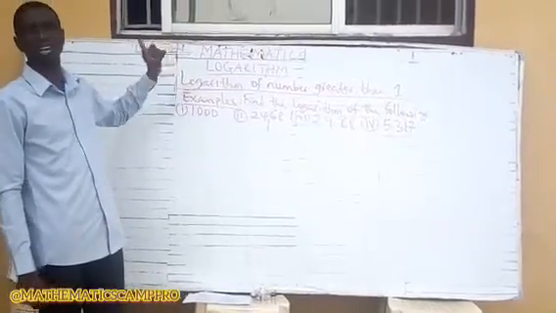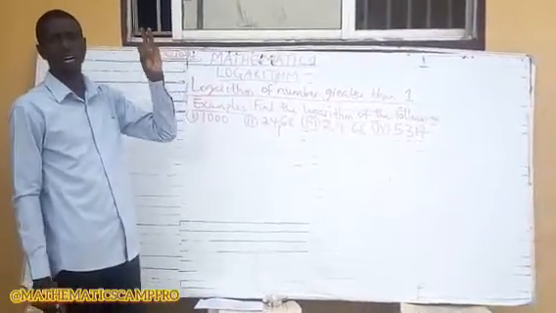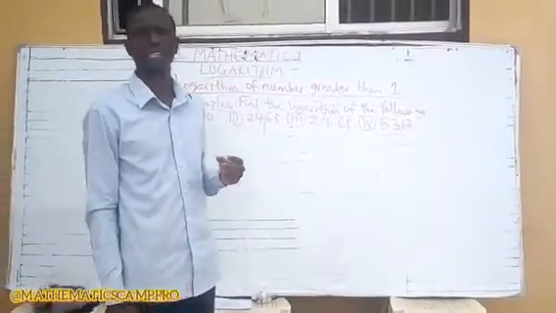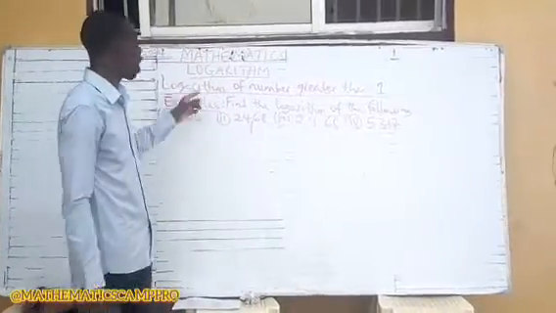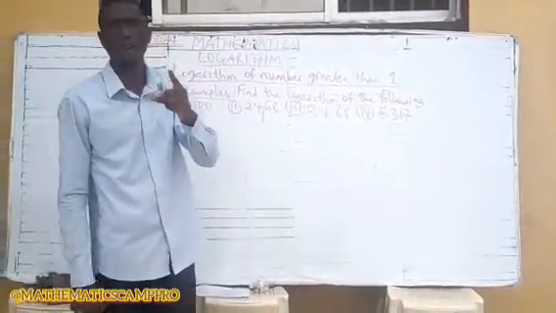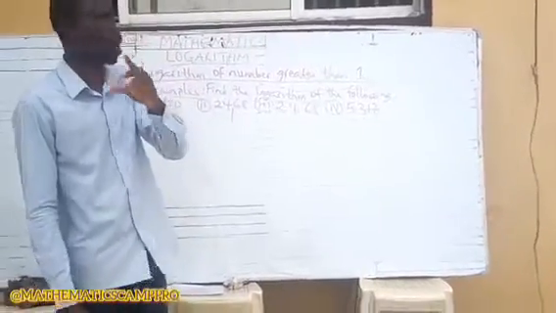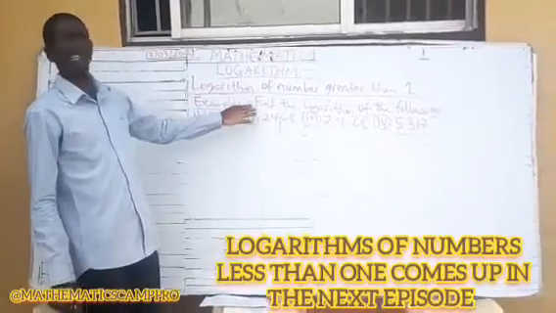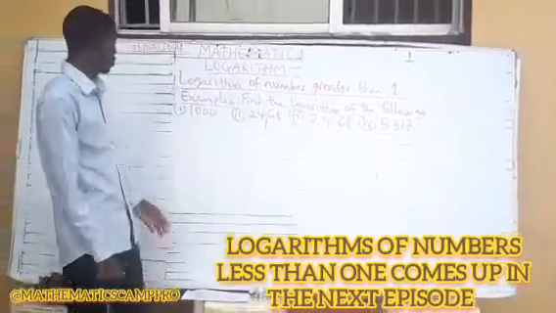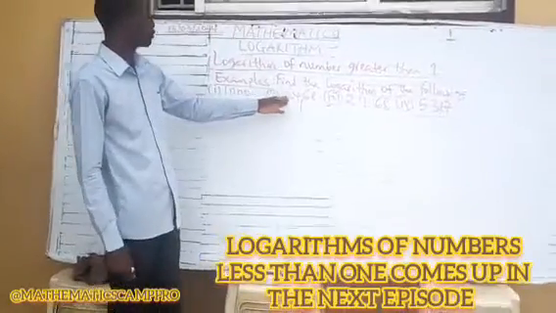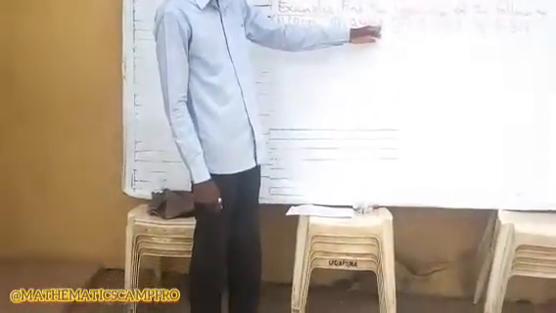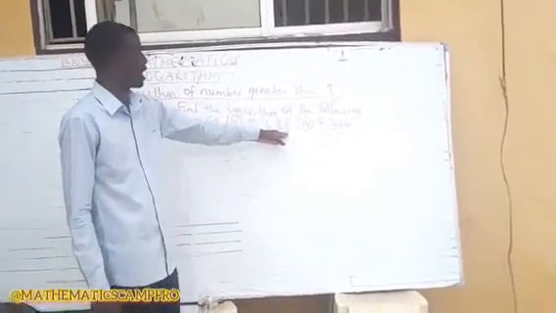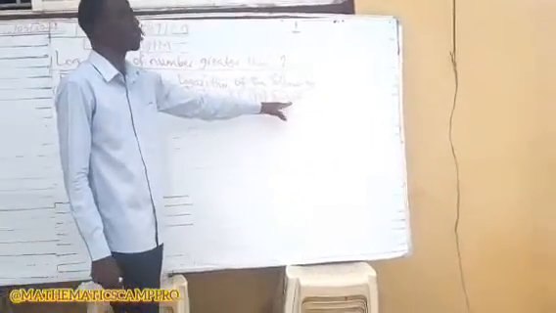Now we have looked at the standard form concepts, we have looked at characteristics of logarithm, we have looked at mantissa of logarithm, and we are now looking at how we can find the logarithm of numbers greater than 1. Looking at these examples on the board, we are asked to find the logarithm of the following: 1000, 2468, 24.68, and 5.317.